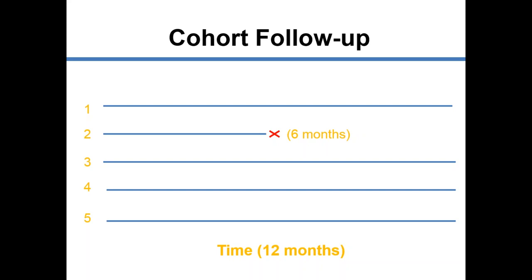But now we're not counting the number of people. We're counting the person time. So person 1 was in the study without having an outcome for 12 months. That counts as 12 months person time. Person 2 was only in the study for 6 months before having the outcome. At that point, they're not at risk of being another new case. So they only contribute 6 months. And 3, 4, and 5 each contribute 12 months. So it's exactly 4.5 years. So it's one case divided by 4.5 years person time.